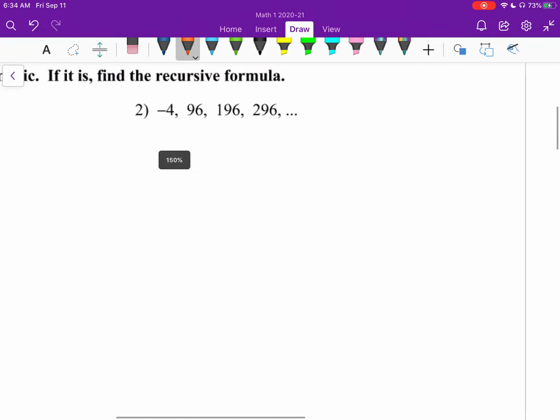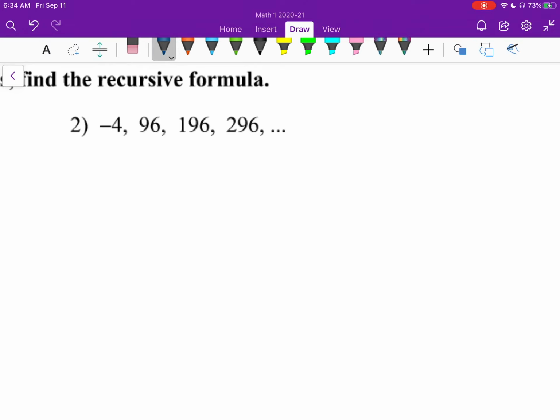Okay, let's go on to number 2. So we could really quickly say, well, A sub 1, well, that's -4, right? That's the first one that's listed. You could actually go through the whole notes packet and just do that. Next up, we need to figure out what are we adding every time. Well, from -4 to 96, that's hard for me to see it, but from 96 to 196, from these two guys, I could see they added 100. I could see that really easily. And if I think a little bit harder, I'd say, well, -4 plus 100 is 96. So all of these are adding 100.